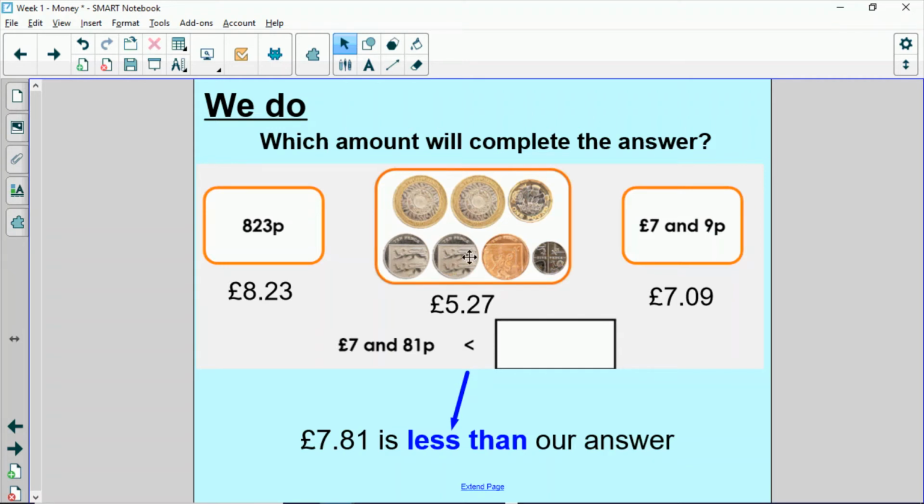Firstly, give yourself a tick if you've converted that picture into these numbers here. And now we need to think, which number is going to be bigger than this? Well, £5.27, which is worked out. No, that's not going to be bigger. So leave that one there.